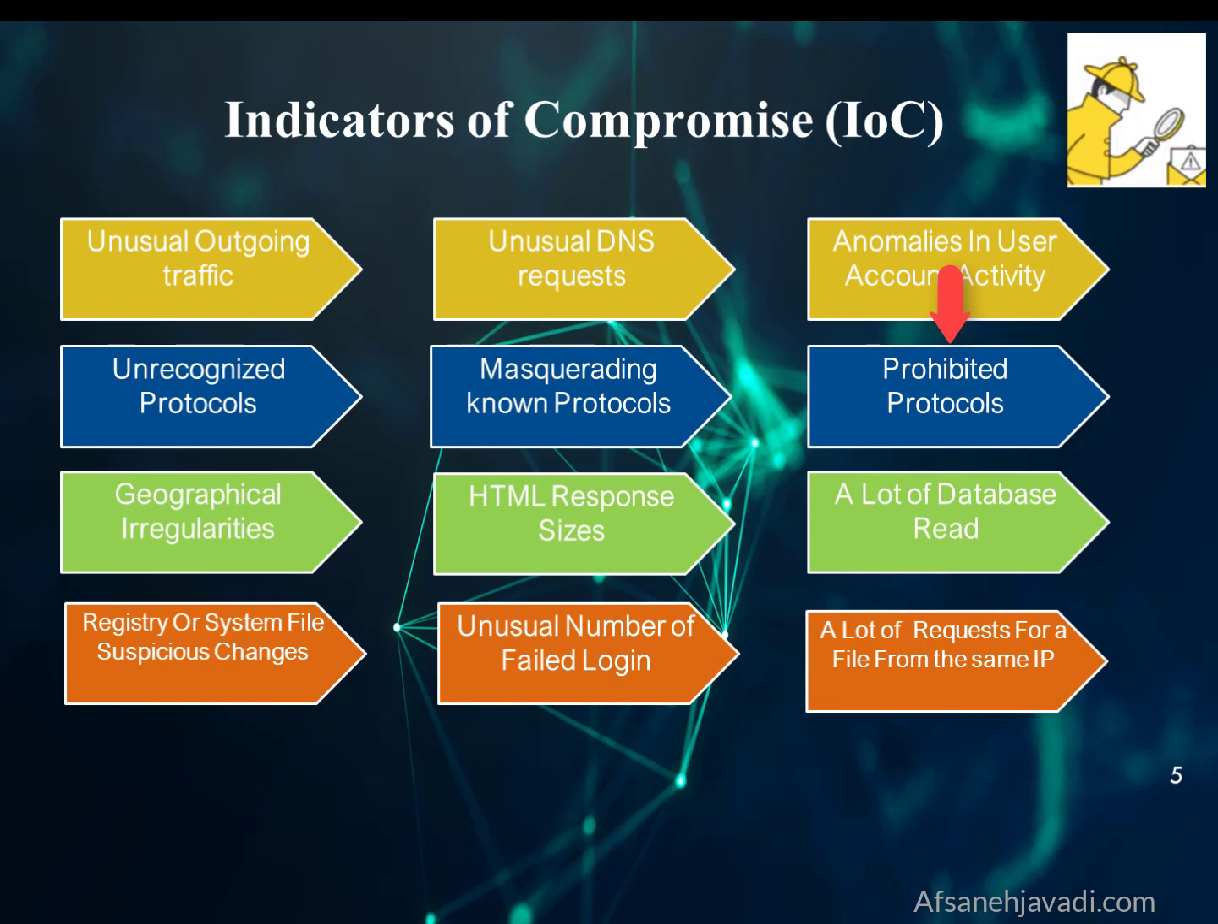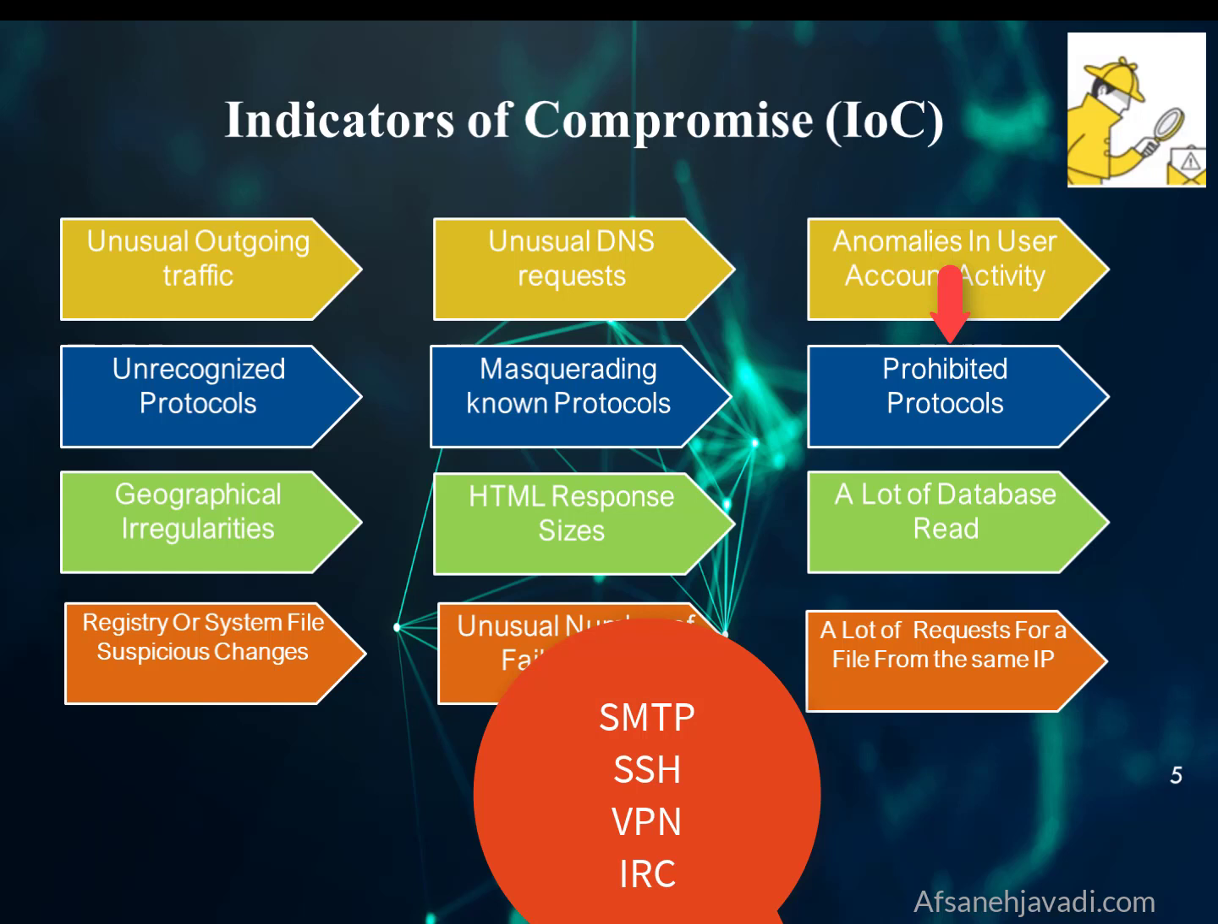Prohibited protocols. There are some protocols such as SMTP, Simple Mail Transfer Protocol, SSH, Secure Shell, VPN, Virtual Private Network, and IRC, which is used for instant messaging. These protocols may be used in a network but are not allowed for use by some hosts. Analyzing the use of prohibited protocols by hosts can help to indicate threat traffic.